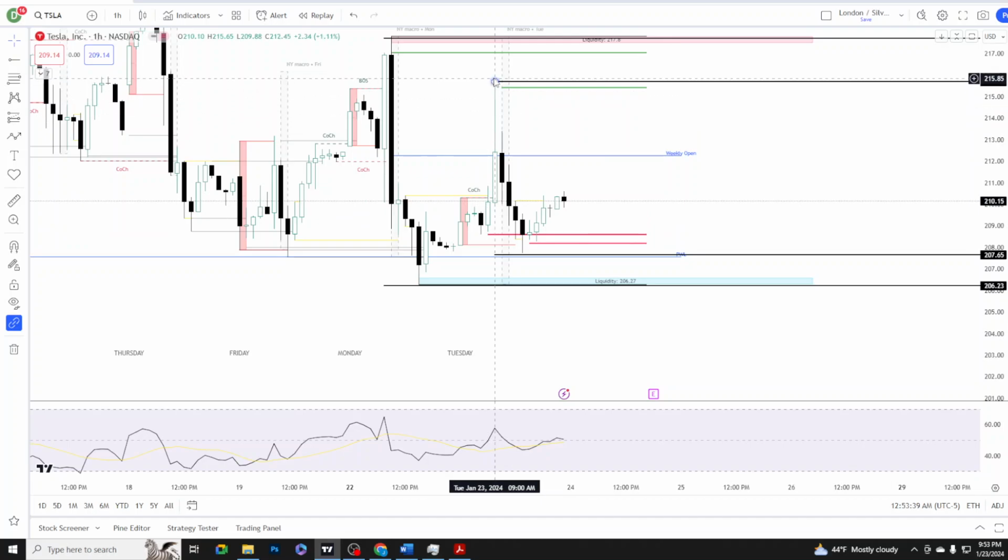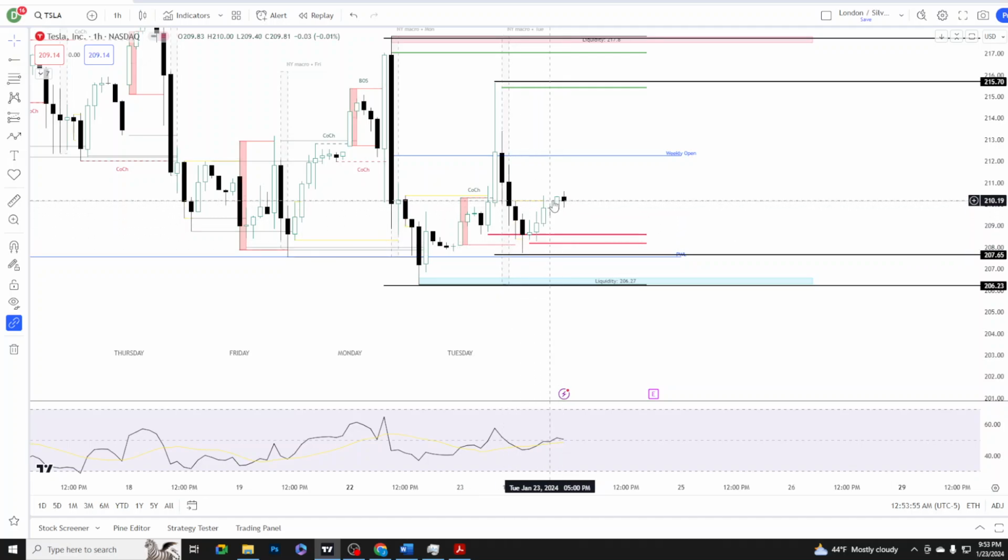We took a run on liquidity up above here, and I'm sure that there is some kind of lower time frame target that was being targeted with this wick specifically, or it could just have been a retracement. But then you see again fade down, run on London low.